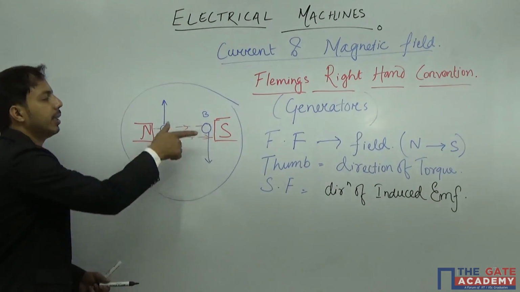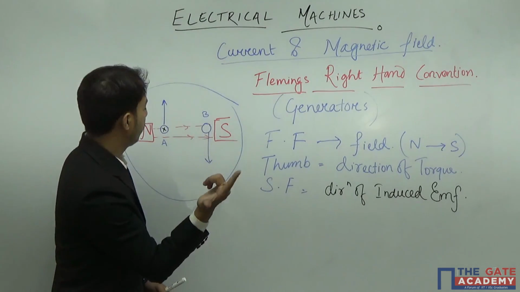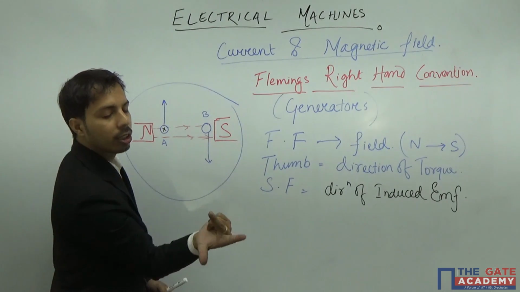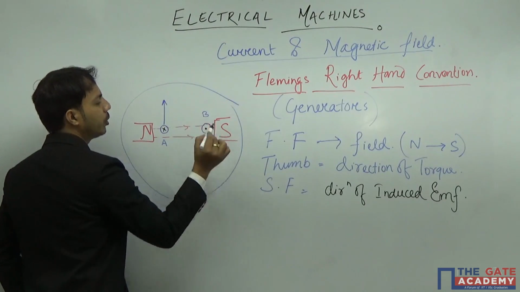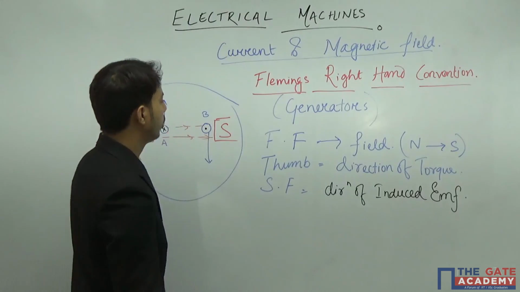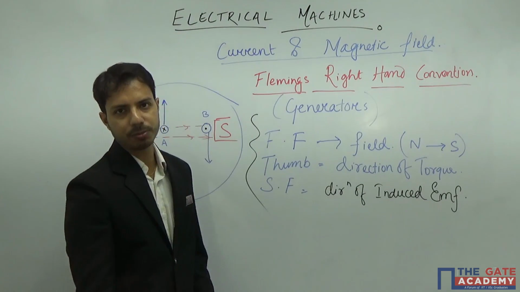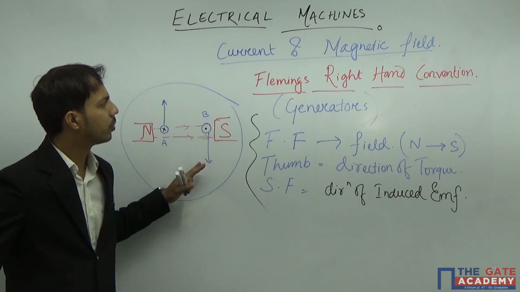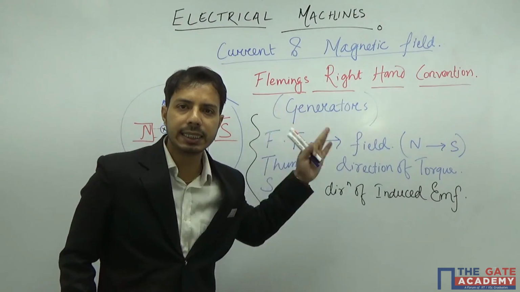Similarly, in this particular case, I'll use the right hand, and my field is in this direction. My conductor is moving in this direction. So my EMF will be outwards, which is nothing but a dot. So this is my Fleming's right hand convention. This is very important. This particular convention is very, very important when we will be studying DC machines.